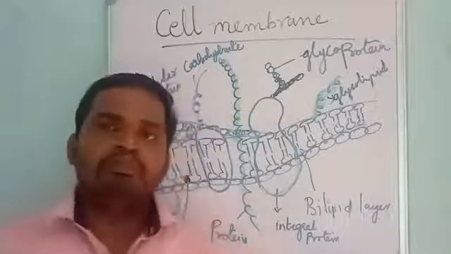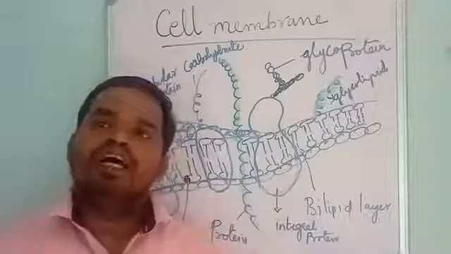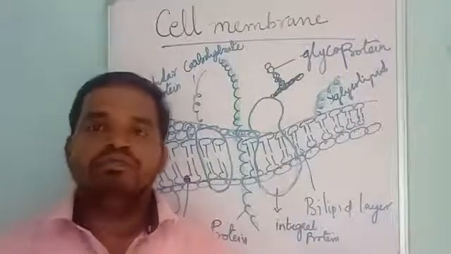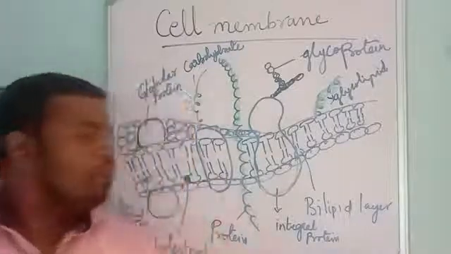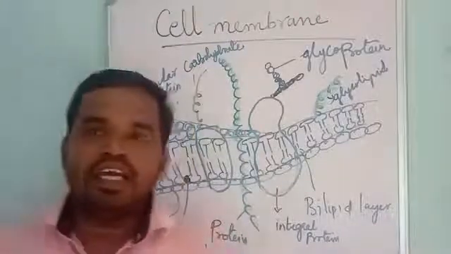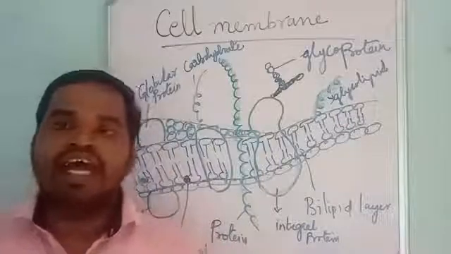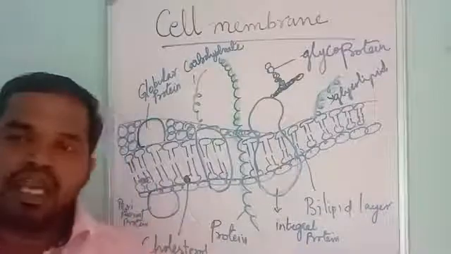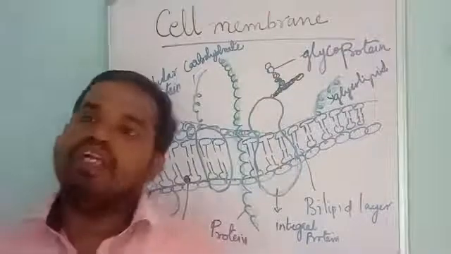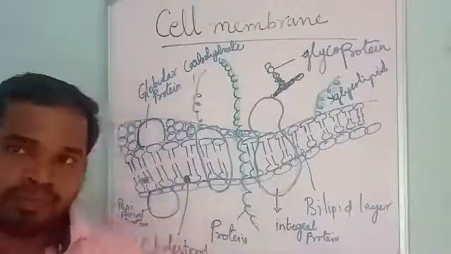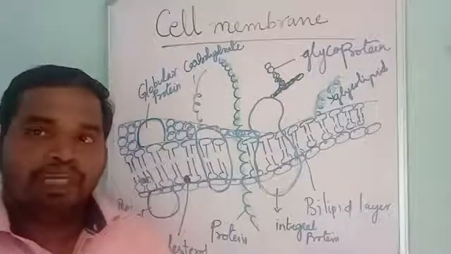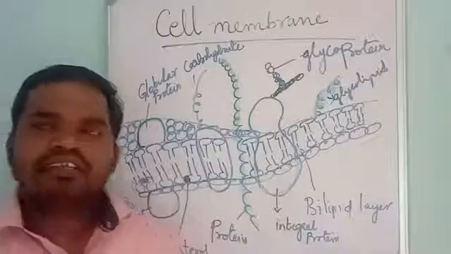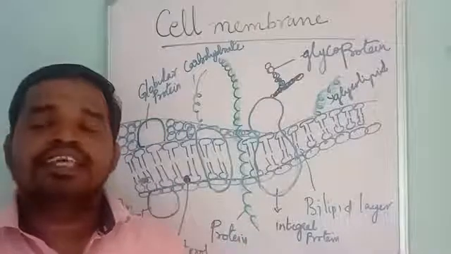But in pinocytosis, what happens? The liquid substances enter the cell membrane, form vacuoles and are stored. At certain times, they degrade and rupture inside the cytoplasm. That is pinocytosis.